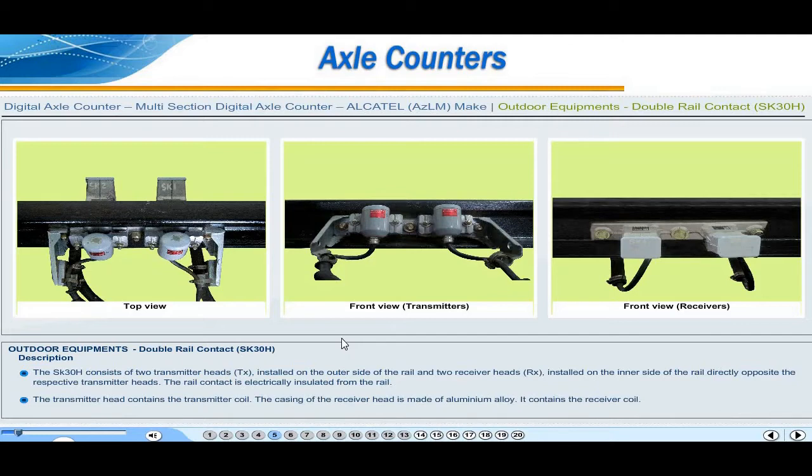The transmitter head contains the transmitter coil. The casing of the receiver head is made of aluminum alloy. It contains the receiver coil.